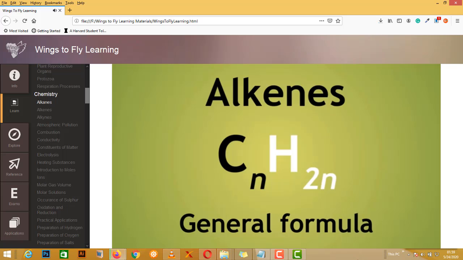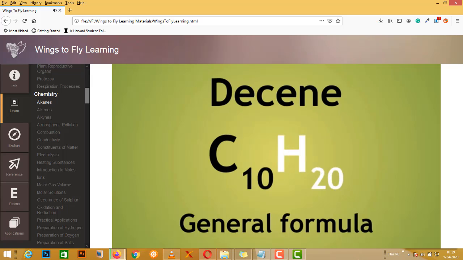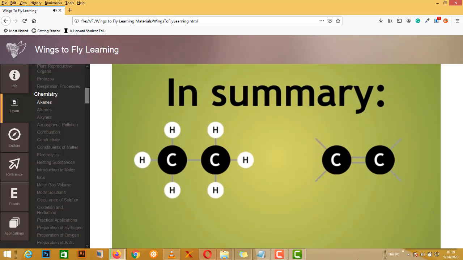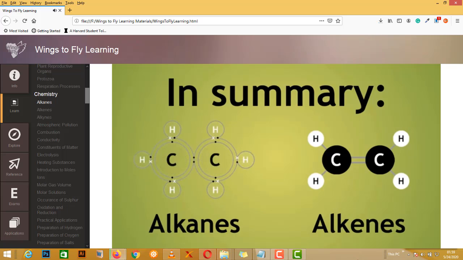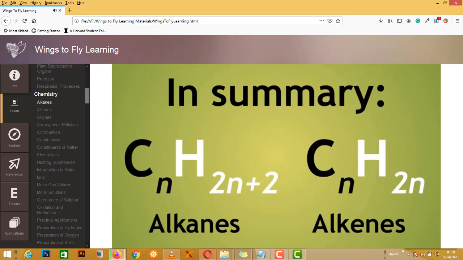So, as an example for decene, the molecular formula would be C10H20. Now, at the end of this tutorial, you should have a better understanding of the bonding in the alkanes and alkenes and how each homologous series follows the pattern given by its general formula.